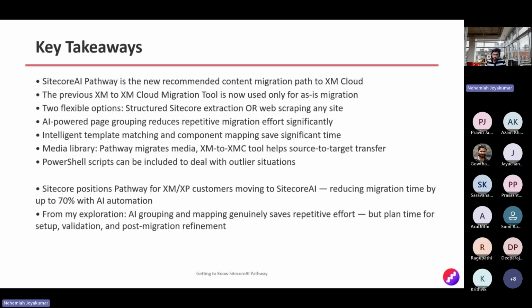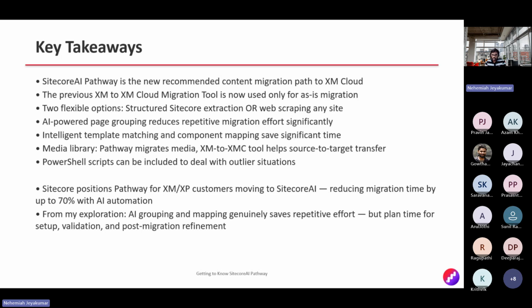And this AI-powered page grouping is a game changer, right? It reduces repetitive migration, which usually is a pain point. If you have thousands of articles, you don't need to do it manually. You can let the tool handle it. Okay, this is the template, this is the path, just migrate to the target system. It will be able to handle it. One of the prerequisites is media items. As I told you, media items should be ready in the target system so that all the links will work from the migration perspective.